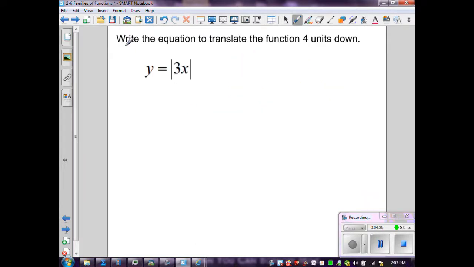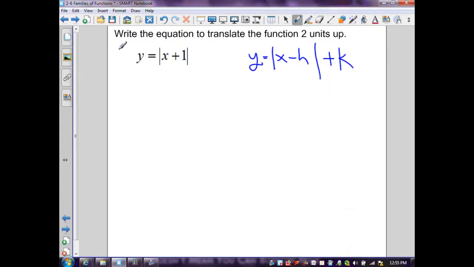Here, they want us to write the equation to translate the given function 4 units down. Recall that our general formula is y equals the absolute value of x minus h plus k. K represents my vertical translation, or up and down. Here they want 4 units down, therefore y equals the absolute value of x, and outside the function, 4 units down would represent a minus 4.